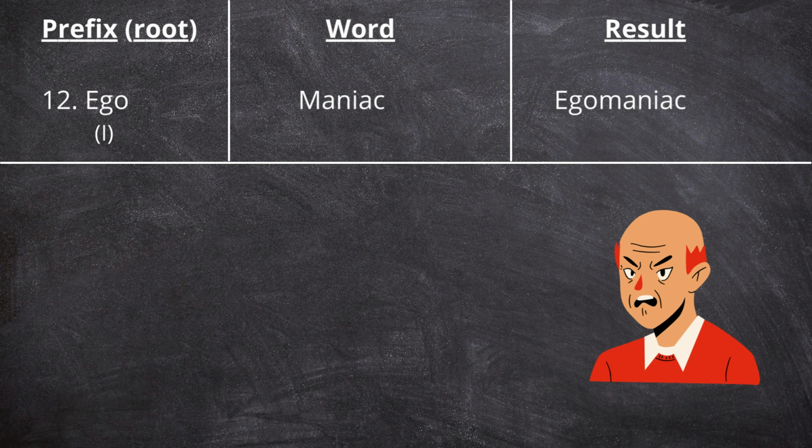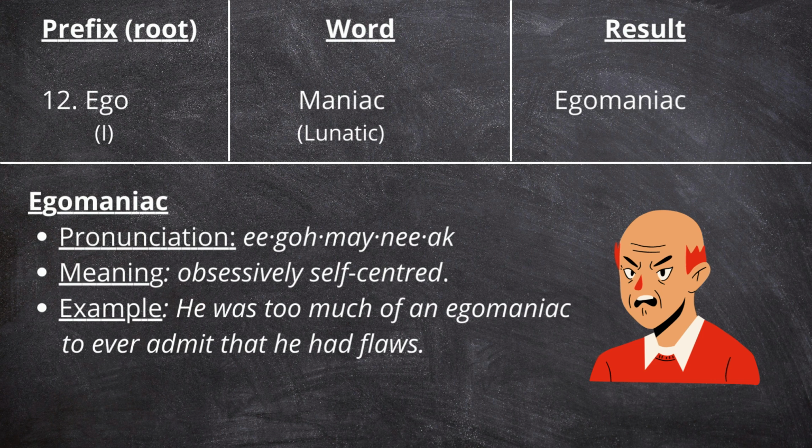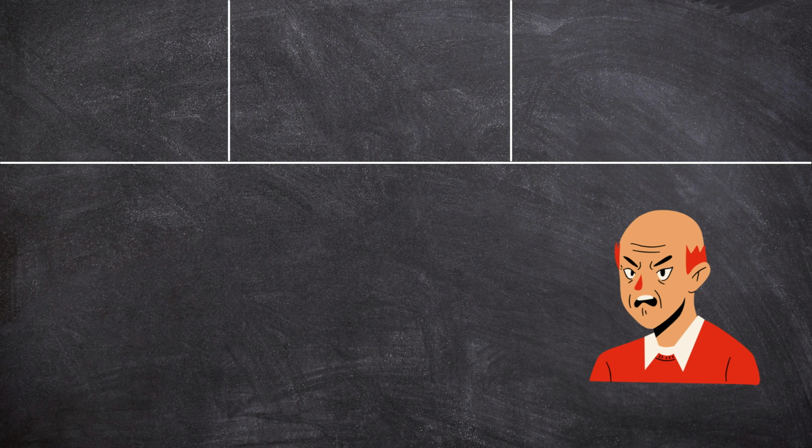The 12th prefix is ego, which means I, and the word is maniac, which means lunatic. Both put together form a word egomaniac. Egomaniac person is someone who is obsessively self-centered. For example, he was too much of an egomaniac to ever admit that he had flaws.